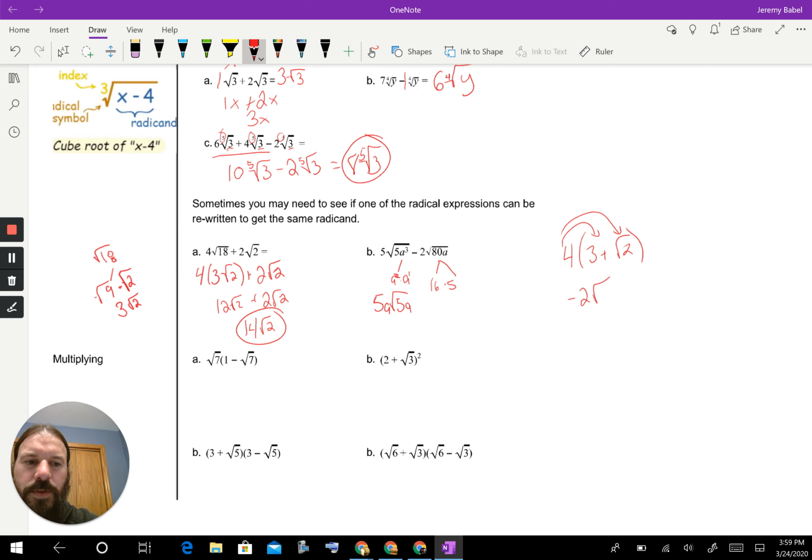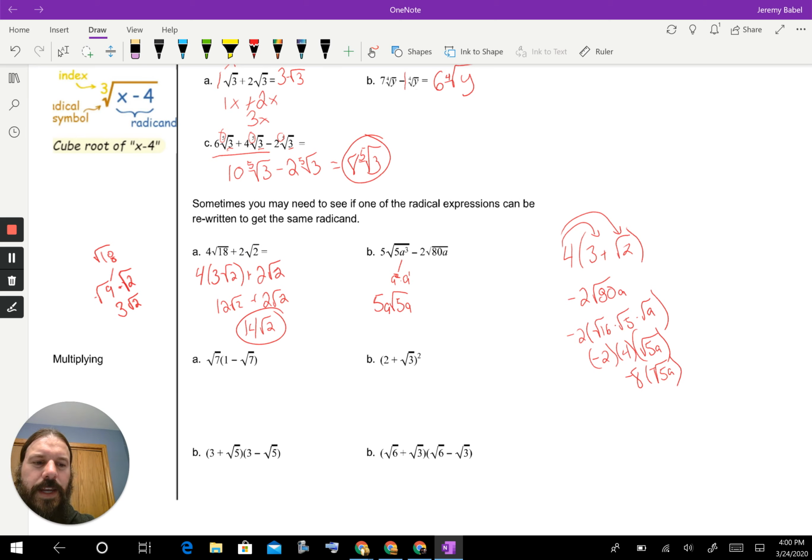Minus 2 root 80a is minus 2 times the square root of 16 times the square root of 5 times the square root of a. And then the square root of 16 is just 4. So negative 2 times 4 times, and I'll put those back under 1 square root, 5a. So that's negative 8 square root of 5a. So we can replace minus 2 square root of 80a with negative 8 square root of 5a.